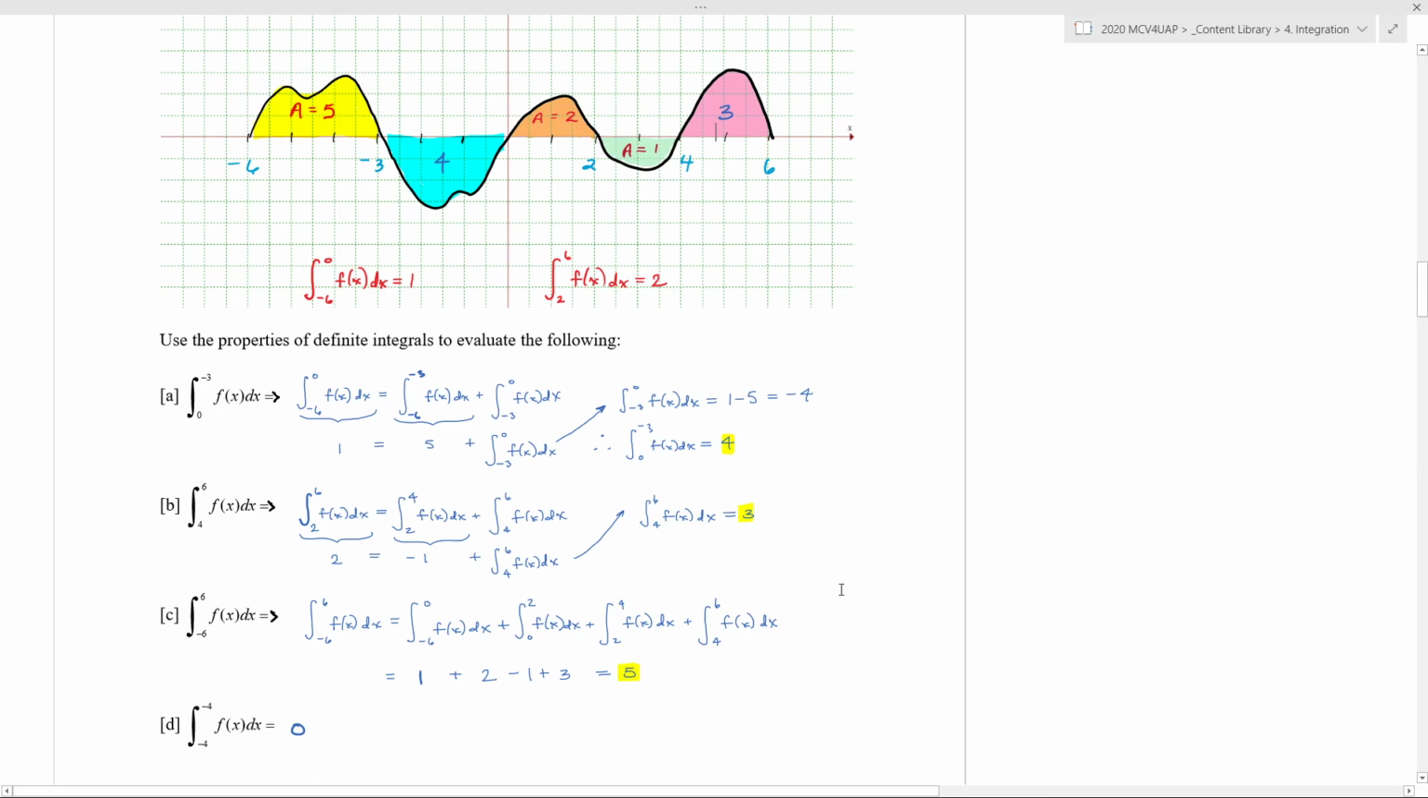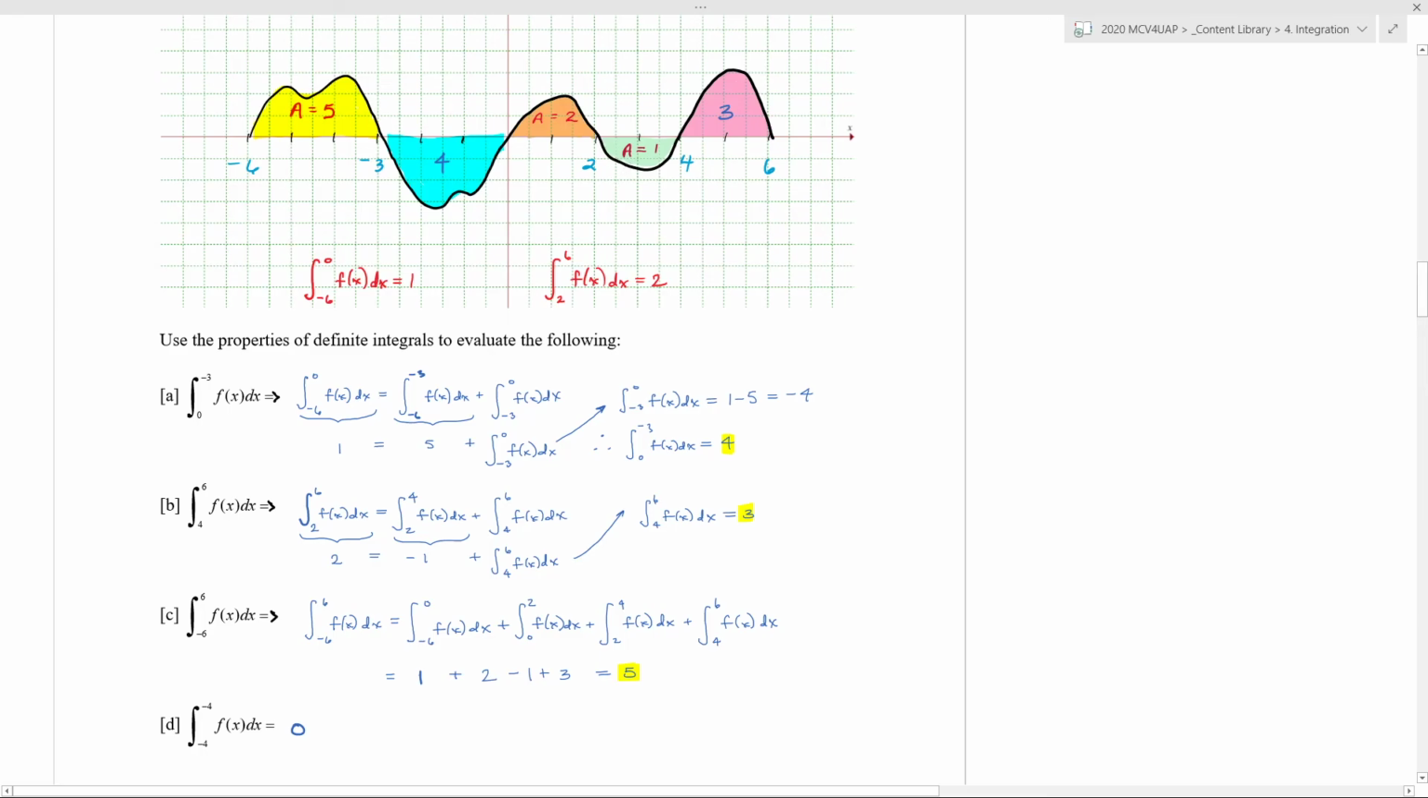Again, I'll go through that. We're integrating from 4 to -6. Okay, so keep in mind here, you're integrating from right to left. So what you do is, everything above, consider it positive. 5 plus 2 is 7. Everything below is negative. So I'm going to subtract 4 and 1. So 7 subtract 4 is 3. 3 subtract 1 is 2.